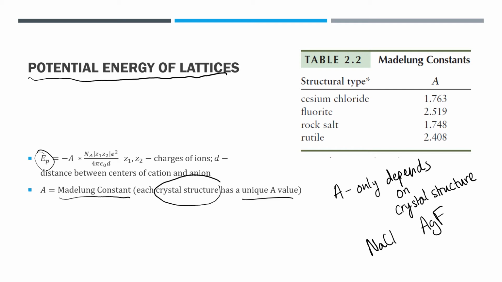And you can see that there are these different structures, and we'll eventually get to talking about these structures, but you can see that based on the different structural types, we have different values of A. So we have rock salt, fluorite, cesium chloride, all of these different structures have different A values. Okay, so we can see that's sort of like a constant, sort of like a proportionality constant.